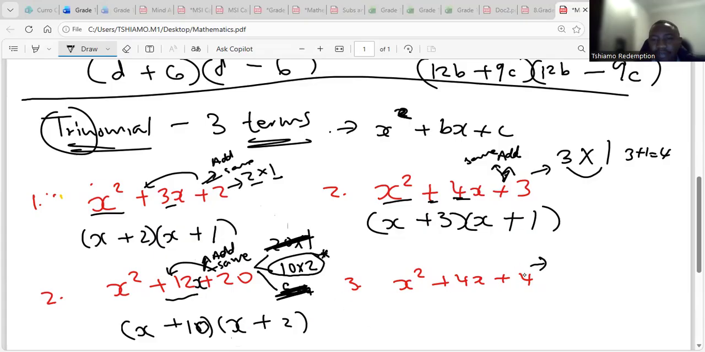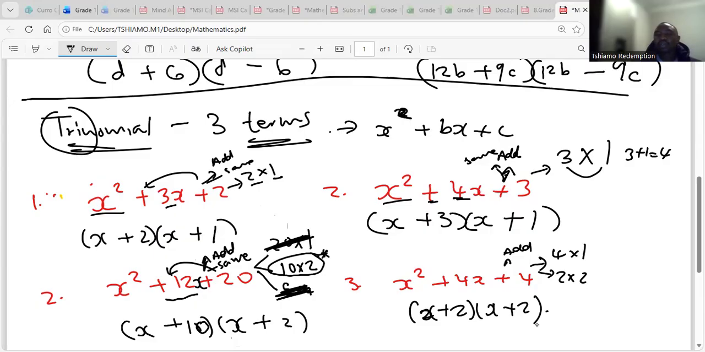And then here, it's a 4. What are the factors of 4? 4 times 1 and 2 times 2. But I want the factors of 4 such that when I add, I get the middle term. So, which is x plus 2, x plus 2.